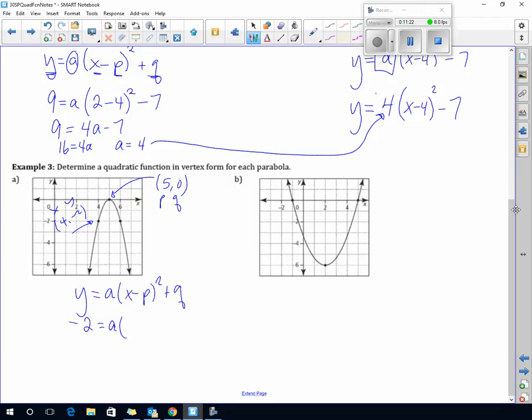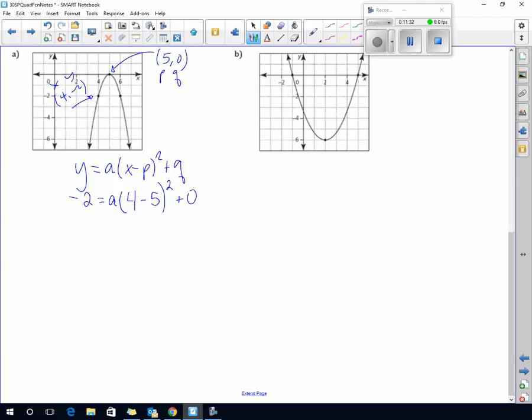What do I do first? 4 minus 5. I get -1. -1 squared is 1, so -2 equals a. All the rest kind of wipe away, yeah? So what's my equation? y equals -2 (x minus 5) squared. Do I need to put plus 0?